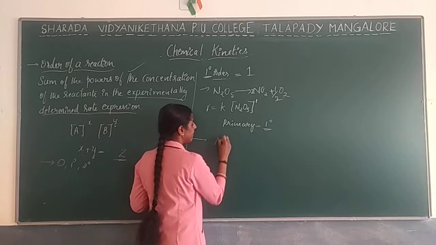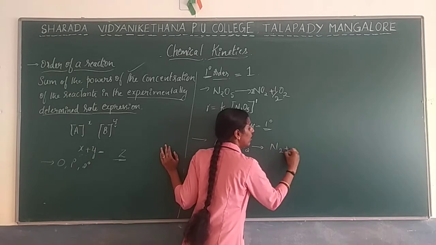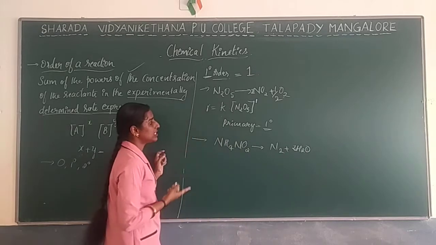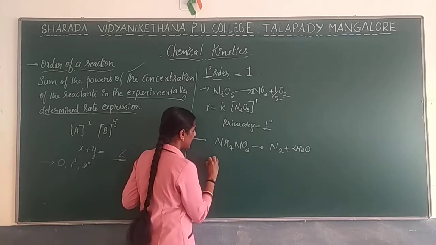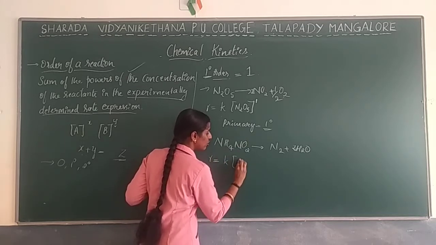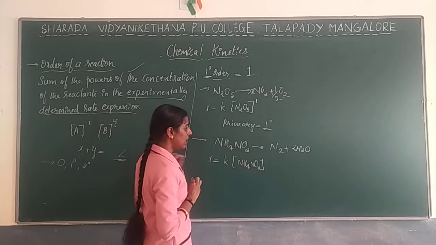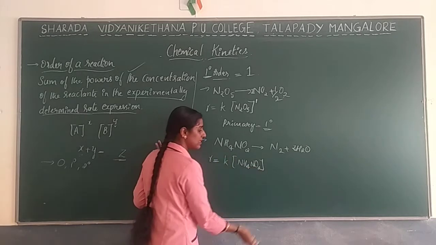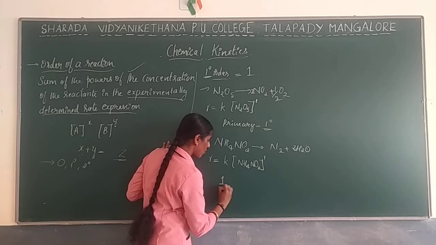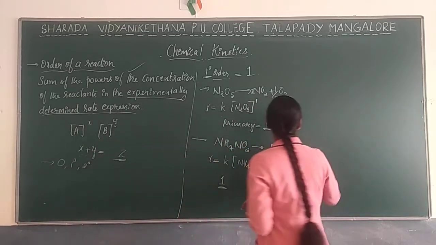One more example, if I give ammonium nitrate: formation of N2 plus water, H2O, will take place. For this reaction, how are you going to write the rate? See, this is very important. Writing of rate: R = K[NH4NO2]. Decomposition takes place here, so the order is 1. So the order of the reaction is 1. In this way you are going to write the reaction. So these are some examples for primary order.